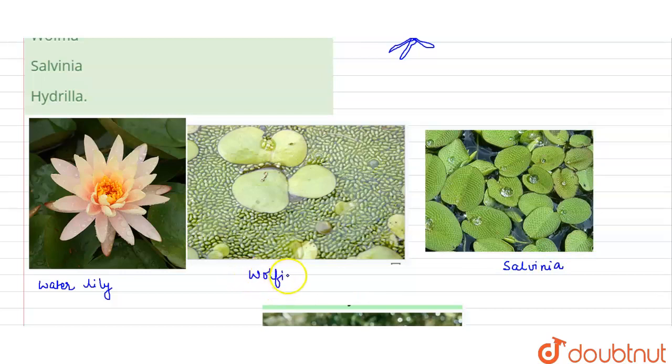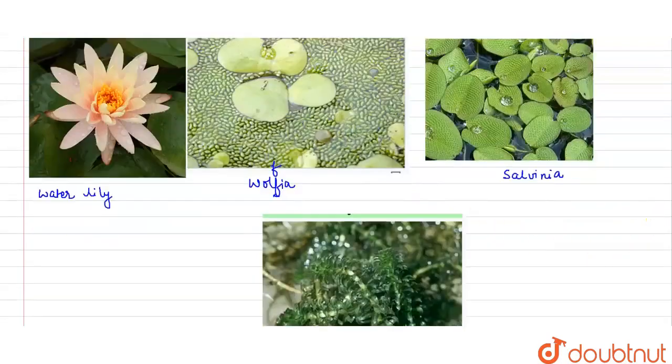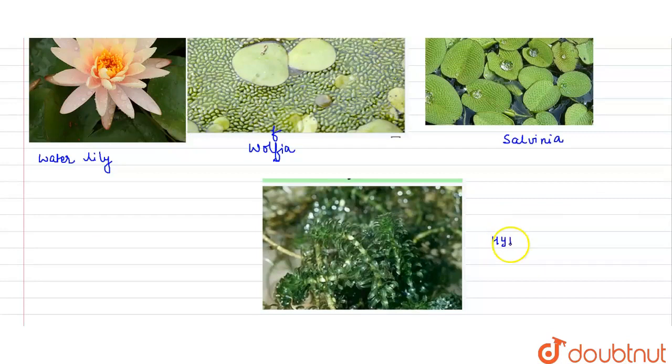This is the wolfia. And over here, the third one, this is the wolfia. The fourth one over here, this is the hydrilla. Hydrilla is also called the water thyme.